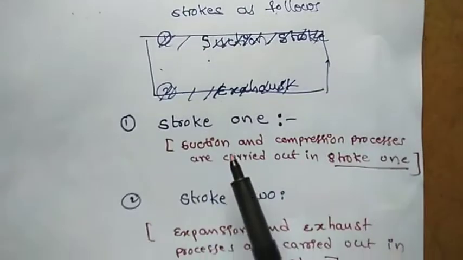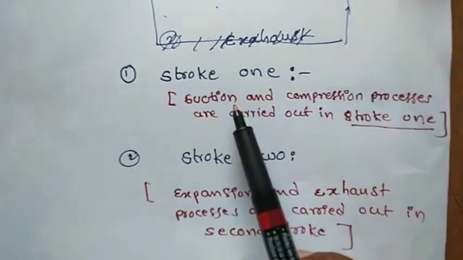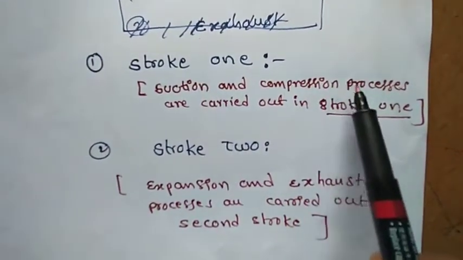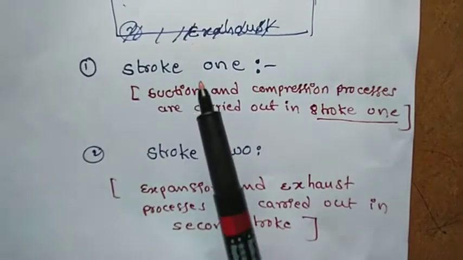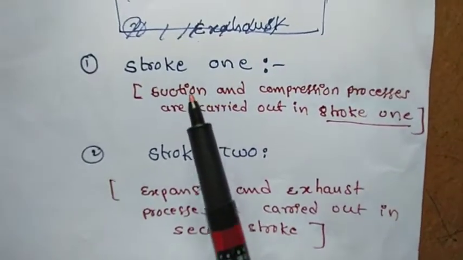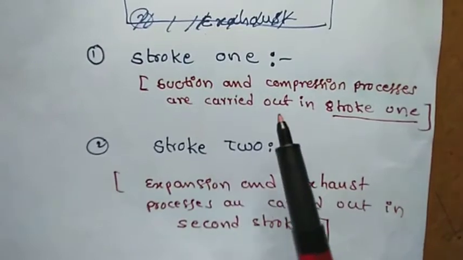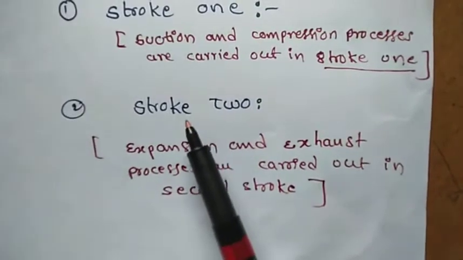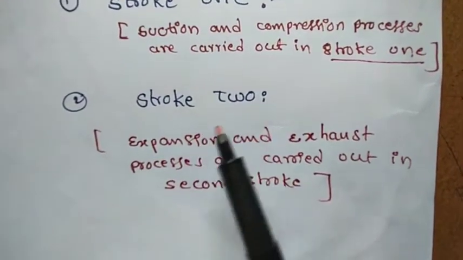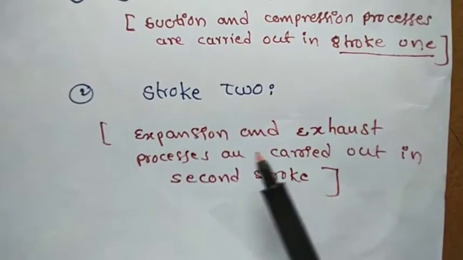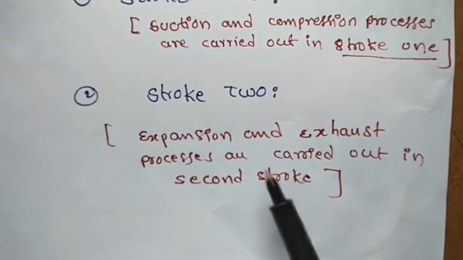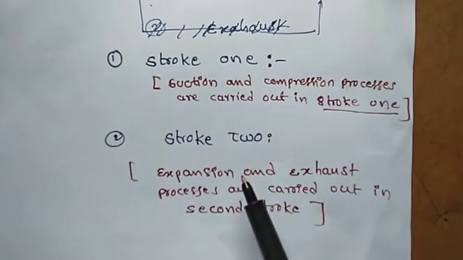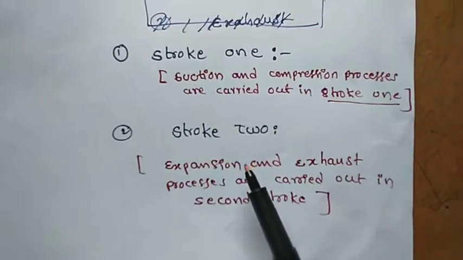In a 2-stroke engine, we will have 2 strokes, stroke 1 and stroke 2. In stroke 1, the suction and compression processes are carried out at a time. In the first stroke, these 2 processes are carried out at a time. In the second stroke, expansion and exhaust processes are carried out. So this is about the 2-stroke engine.